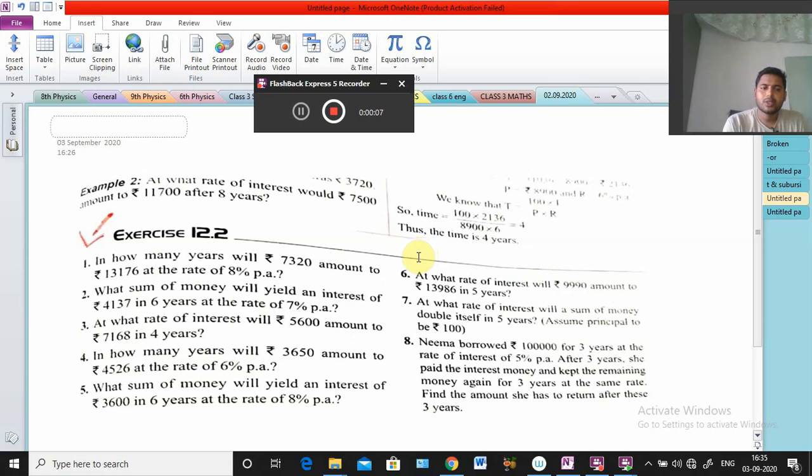So now I want to discuss the exercise of simple interest. Okay, we will discuss exercise 12.2. So you should get ready everyone with your copies. Okay, and easy questions are there.